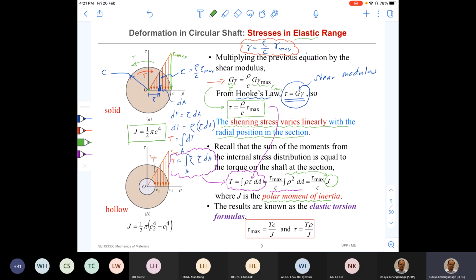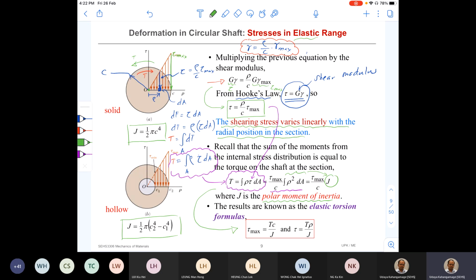Here C is the radius, and it is given in meters to the power 4. If you take a different cross-sectional area, the polar moment of inertia is different. For example, for a hollow circular section, the polar moment of inertia is given by this equation. By simplifying all these equations, you get this relationship: tau max is equal to Tc over J.